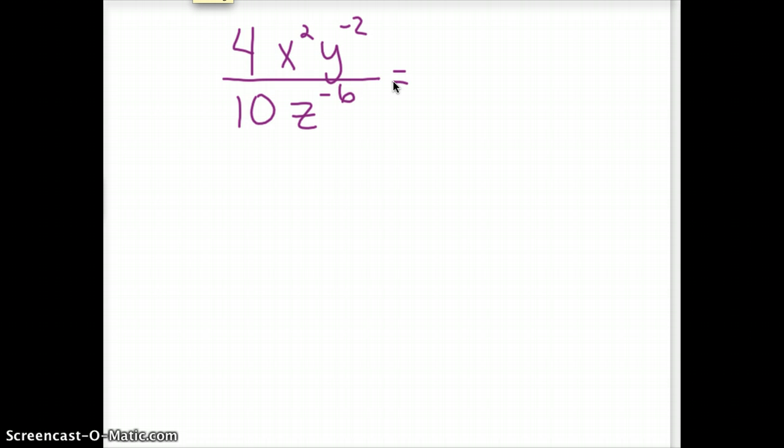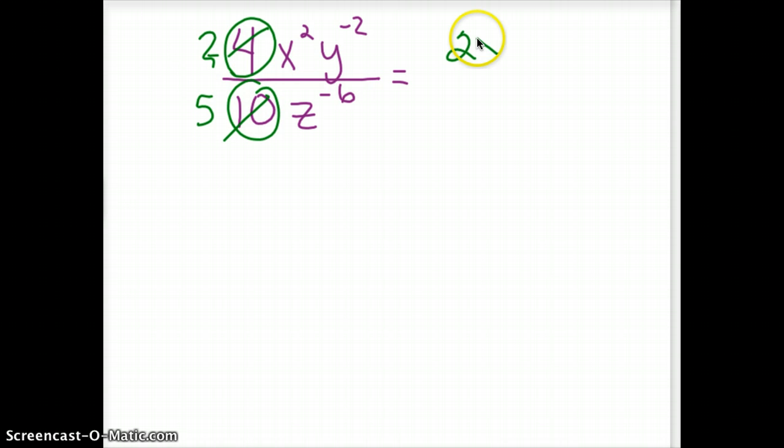Okay, so I'm just going to do this first this time, even though I did it last time. I noticed that 4 and 10 have a common factor. I'm going to reduce that to 2/5. And then I'm going to look at each part separately. So I'm going to keep 2 on the top, it has a positive exponent. x squared, okay, it has a positive exponent, it can stay on the top.